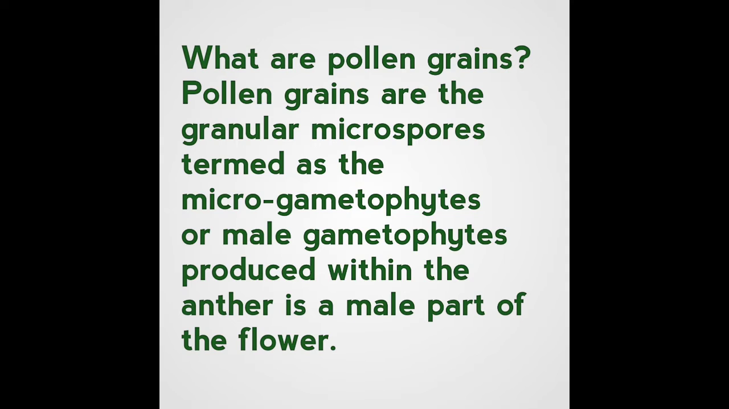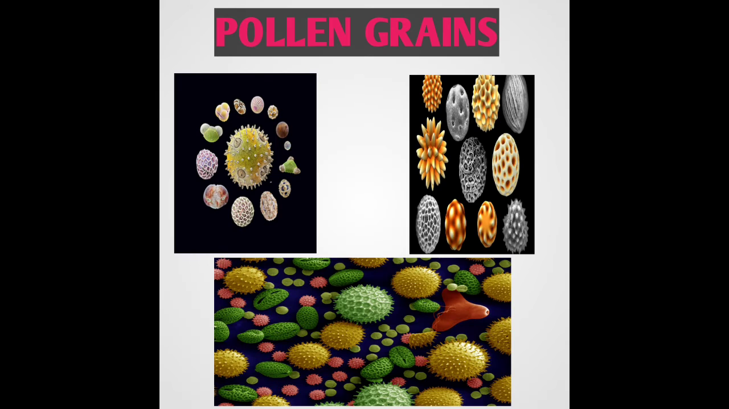Now the question is, what are pollen grains? So the answer, pollen grains are the granular microspores termed as microgametophytes, the male gametophyte produced within the anther in the male part of the flower. You can visualize the pollen grains. They have different shapes and they move from one place to another with the help of pollinating agents.